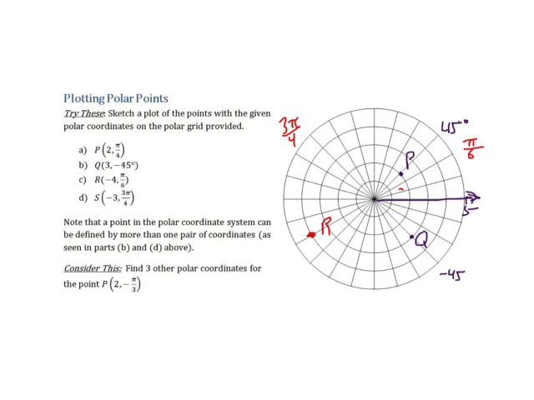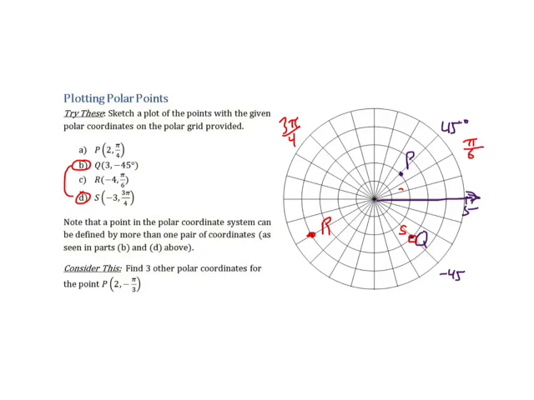So we see, that's kind of interesting, that Q and S are in the same spot. So there's more than one way to describe the same point. So points Q and S are the same. Okay? So we can think about this.